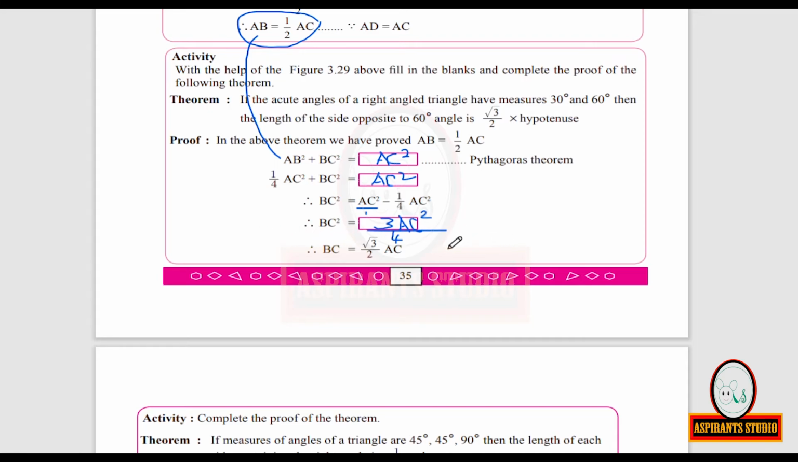So it is square root of 3 upon square root of 4, which is 2. So square root of 3 upon 2 multiplied by square root of AC square. Square and square root will get cancelled and AC will remain. So now BC is equal to square root of 3 upon 2 into AC.